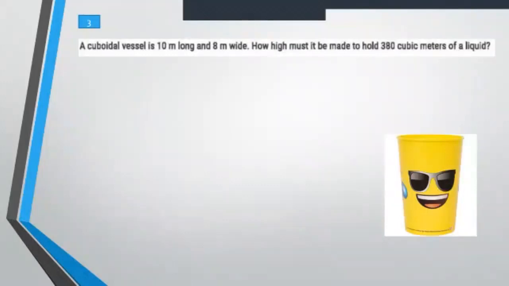A cuboidal vessel is 10 meter long, 8 meter wide. How high must it be made to hold 380 cubic meters of liquid? Come on. Cubic meters means volume. Isn't the length the height?